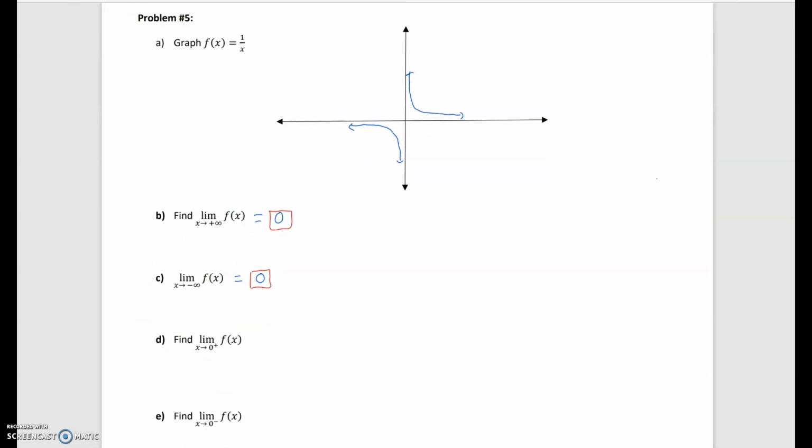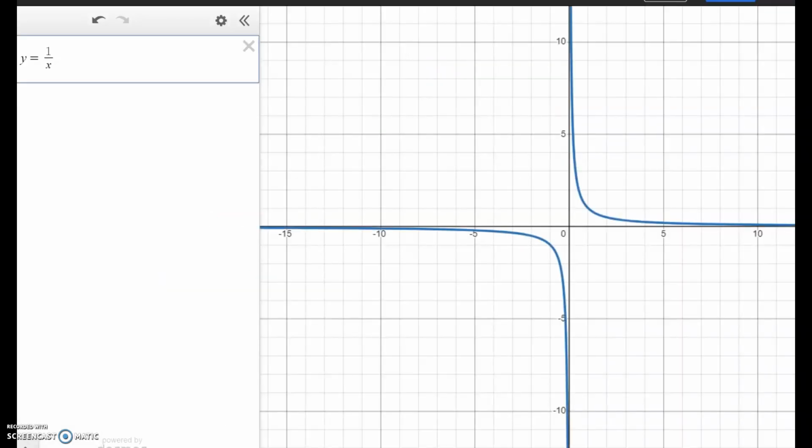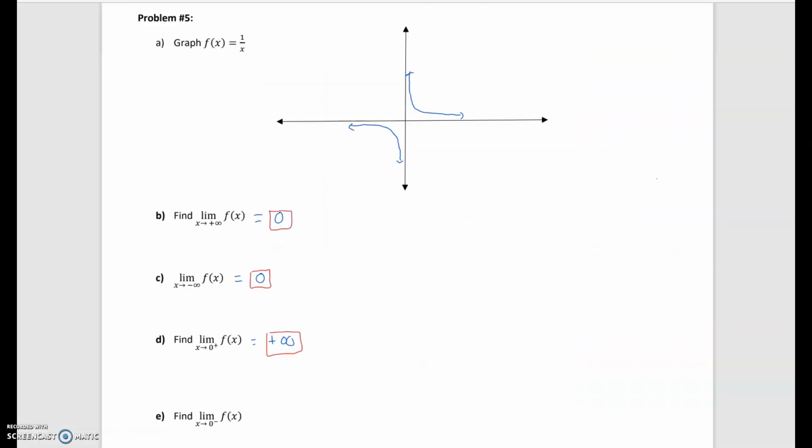The next one is asking us to evaluate the limit as x approaches 0 from the positives. As it approaches 0 from the positives, it shoots to positive infinity. So this one, you're going to end up with a very large y value. Keep in mind that we're looking at y values. Let's take a look at the function. As it approaches 0 from the positives, it shoots to positive infinity.